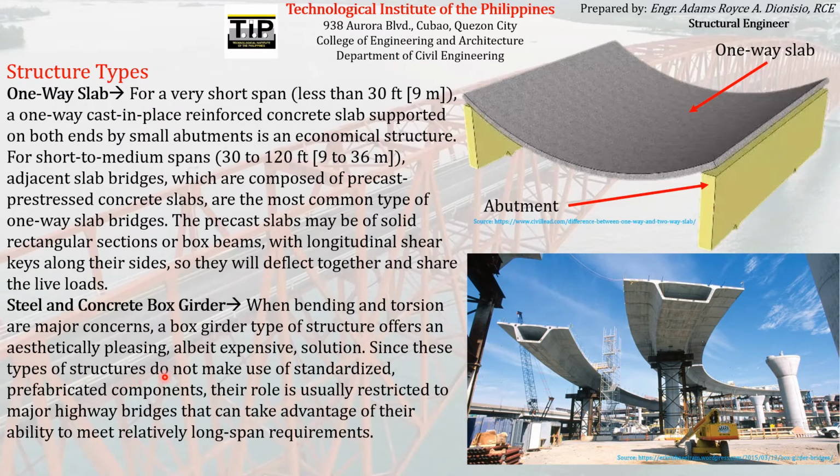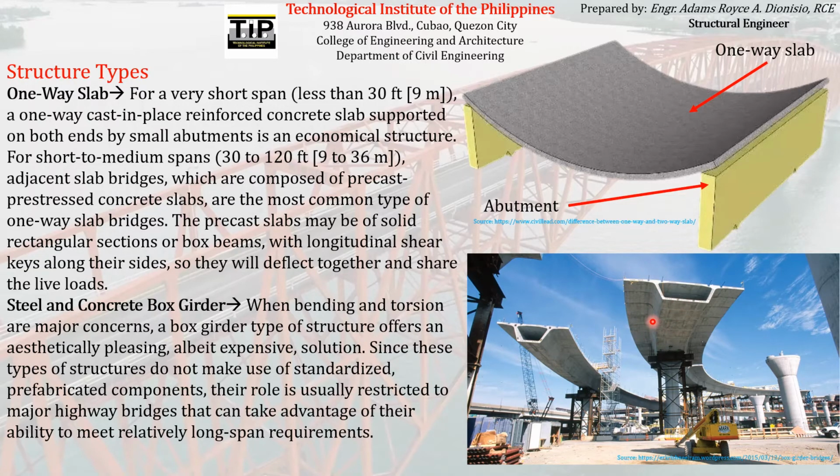Since these types of structures do not make use of standardized prefabricated components, their role is usually restricted to major highway bridges that can take advantage of their ability to meet relatively long span requirements. So we usually use box girder type of bridge structure for relatively long span requirements. So you can see here that the only disadvantage of using box girder is it is expensive because there is no standardized way to prefabricate its components.